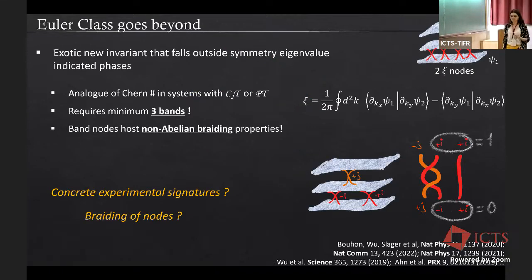So this is the Euler class. Under C2T or PT symmetry, we can have this braiding of band singularities in momentum space. I need this C2T or PT symmetry to restrict the reality condition on the Hamiltonian, and I don't need them from there on. So this is not a symmetry-indicated topology. It cannot be captured by those K-theory equivalent descriptions. This has been developed for the last couple of years. The invariant is given by this non-abelian Berry curvature.